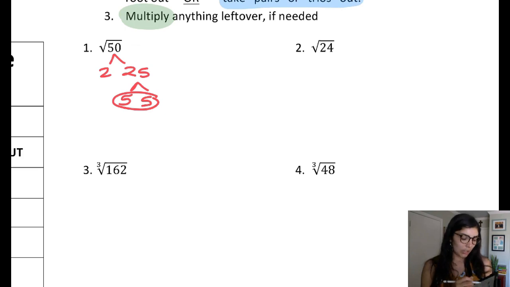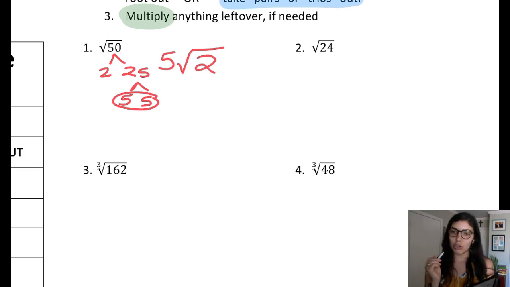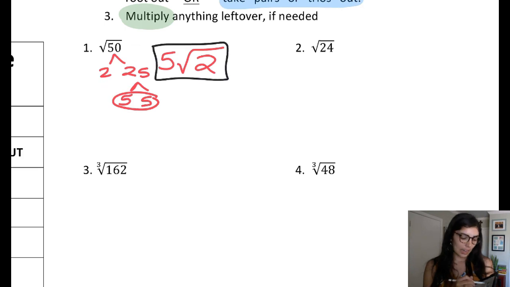So what I would do is write this one as a 5 in front of the radical sign, and anything left over goes back inside. See how I did not circle the 2 and it's at the end of a branch? The 5s got circled because they're a pair, but the 2 is by itself, so it stays under the radical sign, and that is the simplified radical form.